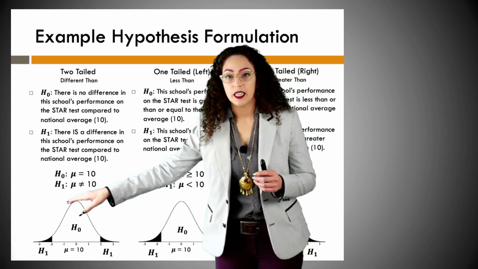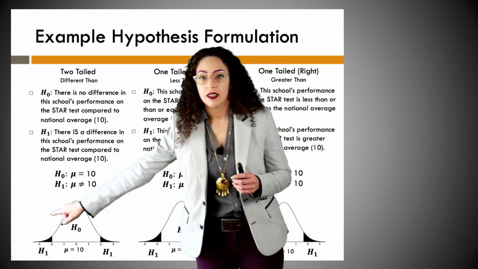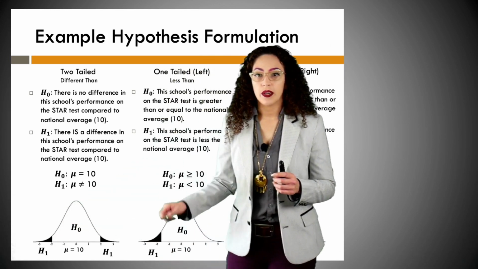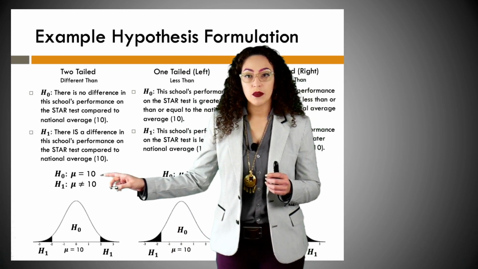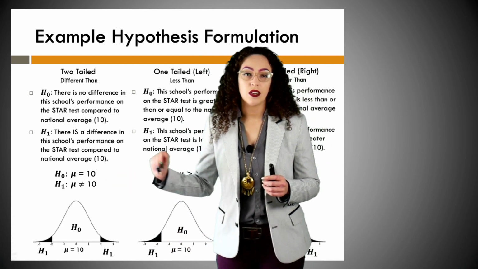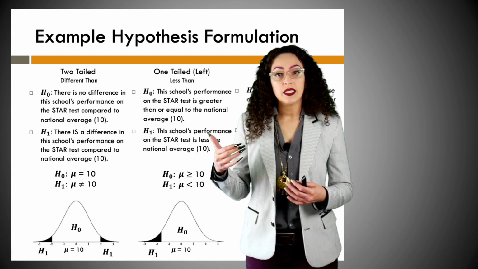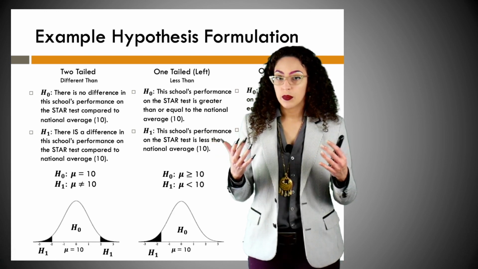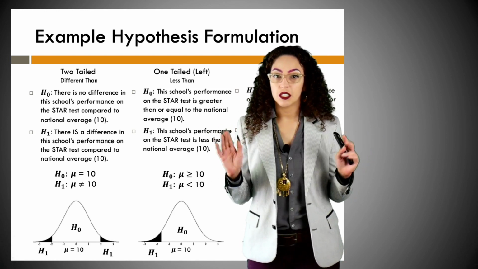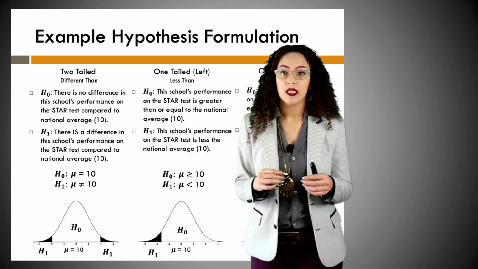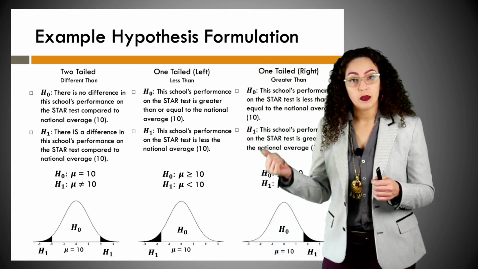So this is a two-tailed test. We have a tail here and a tail over here. And we are testing to see if our mu is going to be equal to 10 or not equal to 10. So two-tailed tests are just testing for a difference. We are not making any assertion of direction, whether it's going to be more or less than. But in one-tailed tests, we are.